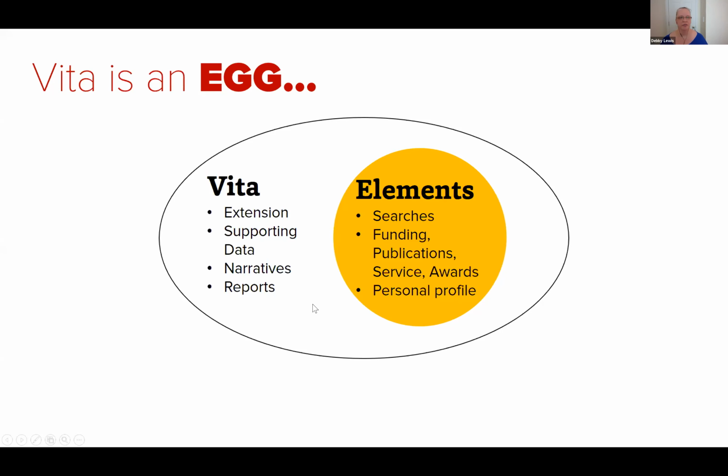But the Vita section is kind of the wrapper for the whole system. So this is where we're going to find our extension module. It's also where you're going to put supporting data for any of the publications that you add into the system. It's also where you're going to find any of your reports. If you're trying to generate a dossier document, you'll find that in the Vita wrapper section. Or if you're writing narratives.